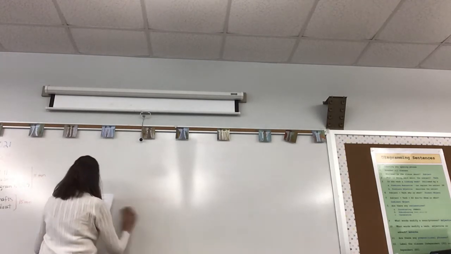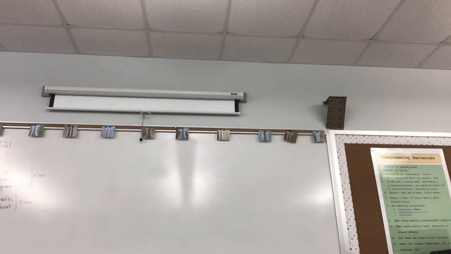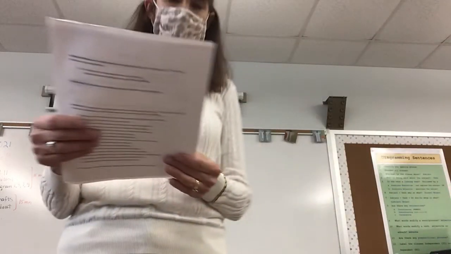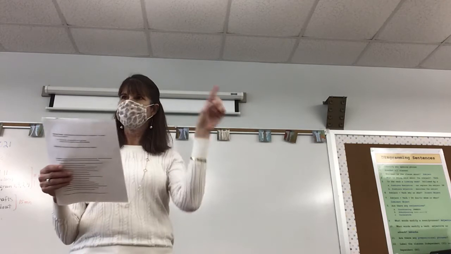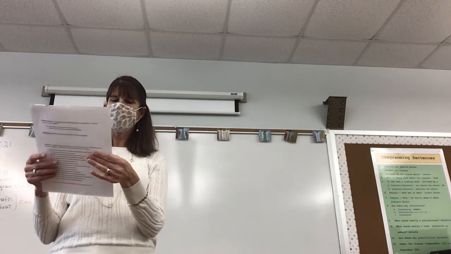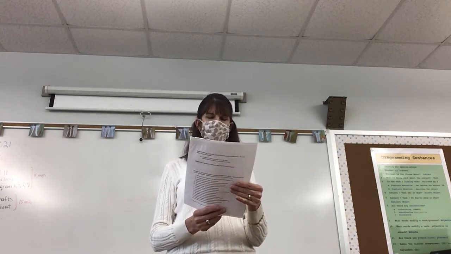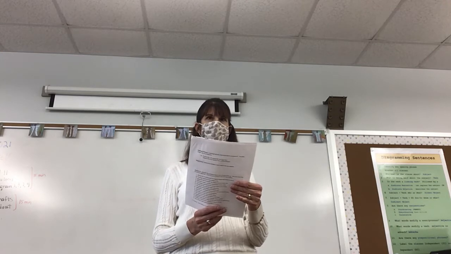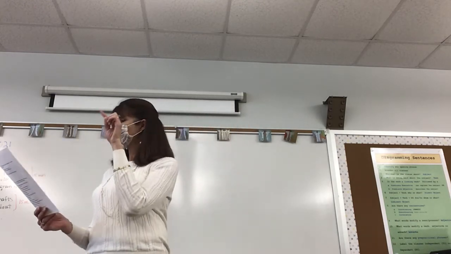So let's just go through the first five, and this is going to be your homework. You're going to underline the participle, and then circle the word it's describing. Eli, can you do number one? What's the participle? Galloping. And Alex, what's it describing? Horse. So you underline galloping, circle horse. Hudson, number two, what's the participle? Singing. And Charlotte, what's it describing? Birds. Which birds? Singing birds. So underline singing, circle birds.